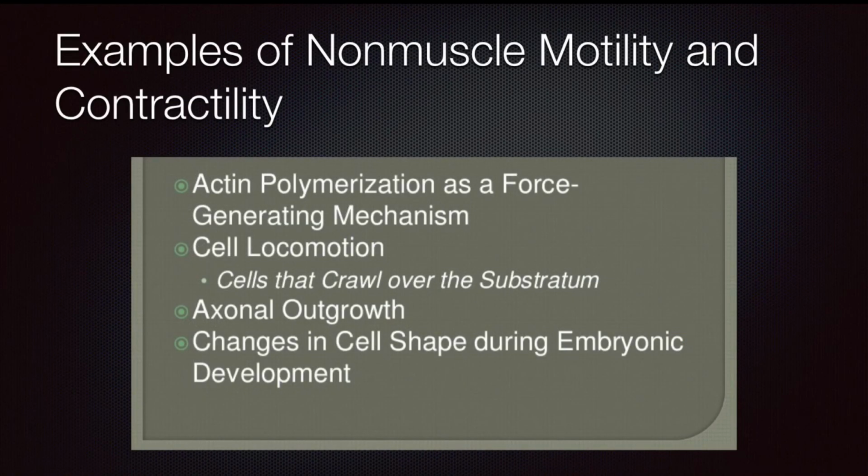Here are some examples of non-muscle motility and contraction: actin polymerization as a force-generating mechanism, cell locomotion, axonal outgrowth, and changes in cell shape during embryonic development.